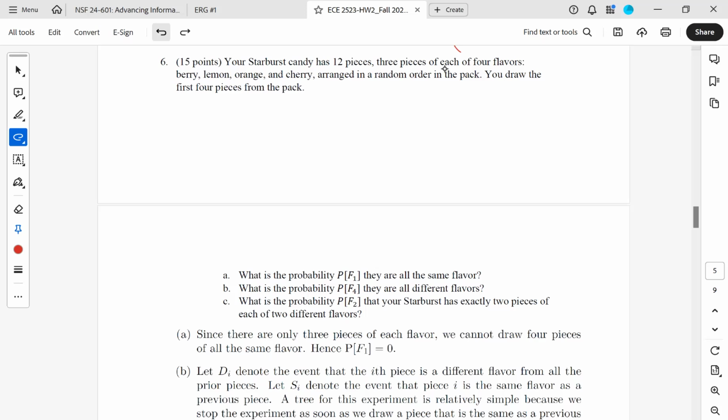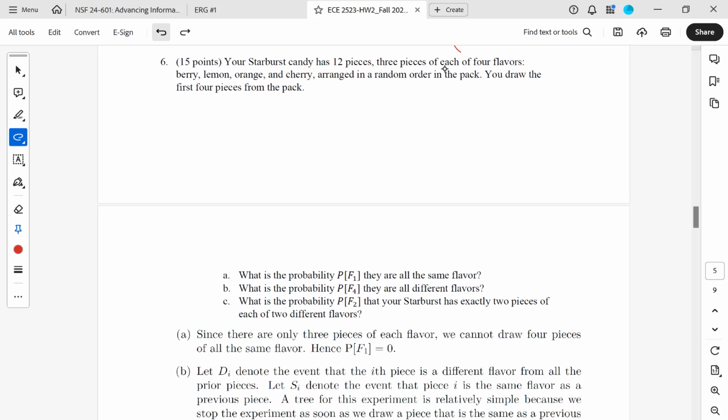In this question, we draw 4 times from that 12 candy. So we draw 4 candy out of that 12 candy. And now in part A, we want to see what is the probability of all those draws being the same flavor. Okay, so part A is quite simple. If you go through the question itself, you could easily answer that.